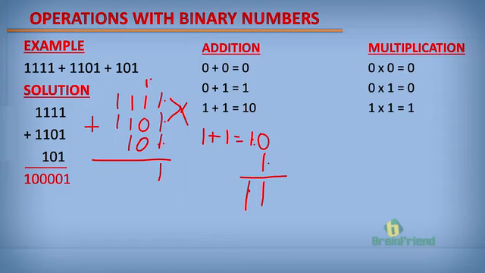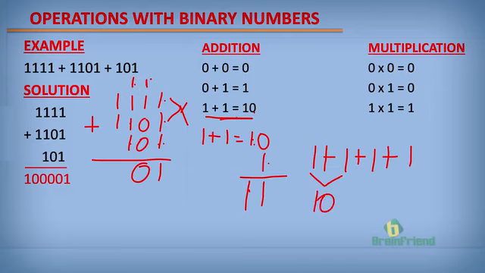So 1 plus 1 here is 1 plus 1. From the identity, we know that this is 1, 0. So we write down the 0 and carry over the 1. Now here we have 1 plus 1 plus 1 plus 1. So let's expand this. We have 1 plus 1 plus 1 plus 1.